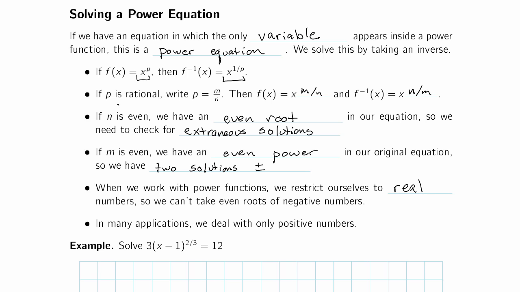Now, in many real applications, especially when we've figured out the exponent based on some data, we're going to restrict ourselves to only talking about positive numbers, and we won't really need to worry about this plus or minus stuff. But in mathematics, we're going to pay attention to that because sometimes it makes a difference, and when it does make a difference, we get in big trouble if we ignore it. So, let's solve this equation, for example.